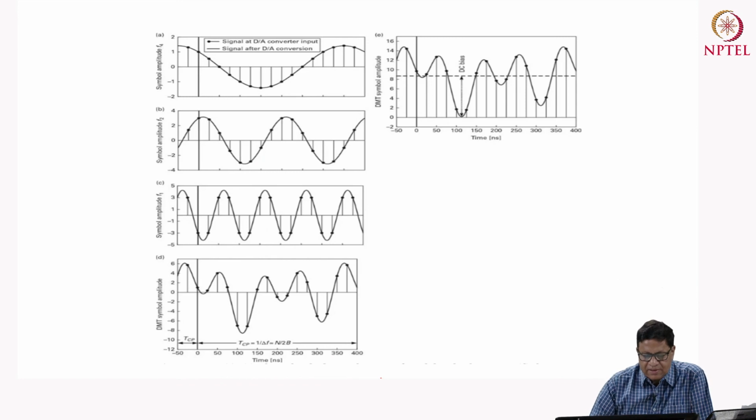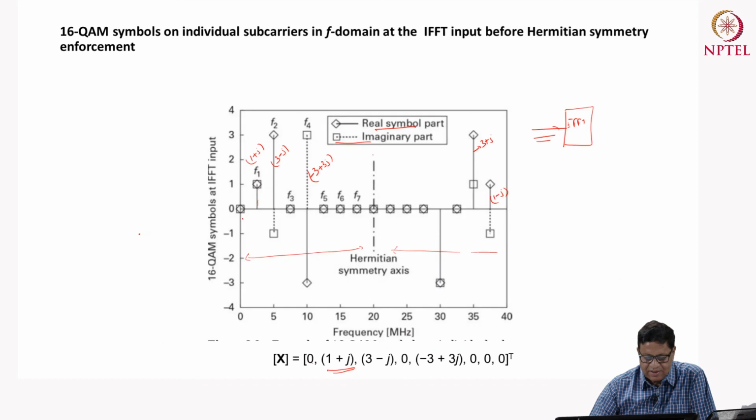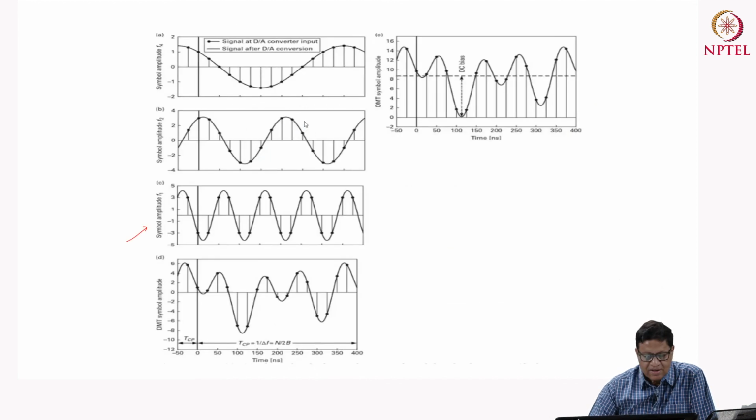So this is given for different components. This is for F1. If you see from the earlier, this is F1, this is F2, this is F3, this is F4. Let us see, F3 is anyway 0, so we need to see F1, F2 and F4. So these are the symbol amplitudes. This is for F4, this is for F2, this is for F1.